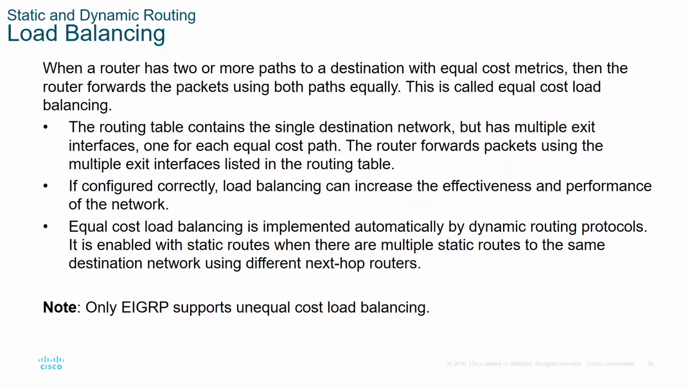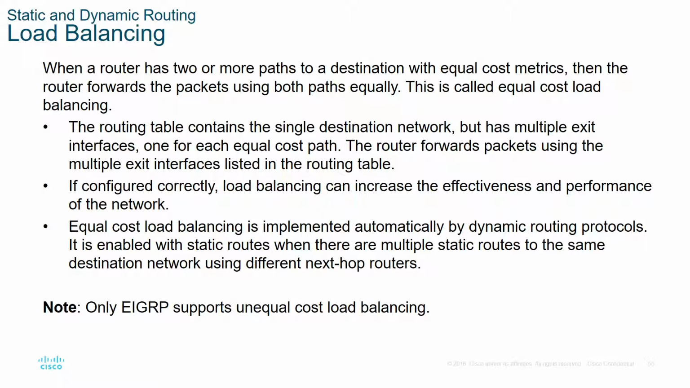Load balancing. When a router has two or more paths to a destination with equal cost metrics, then the router forwards the packets using both paths equally. This is called equal cost load balancing. The routing table contains the single destination network but has multiple exit interfaces, one for each equal cost path. The router forwards packets using the multiple exit interfaces listed in the routing table.